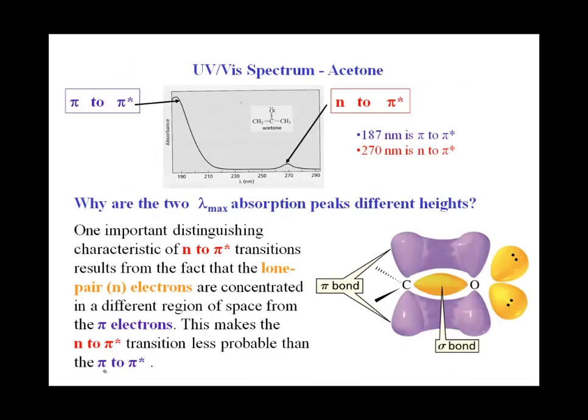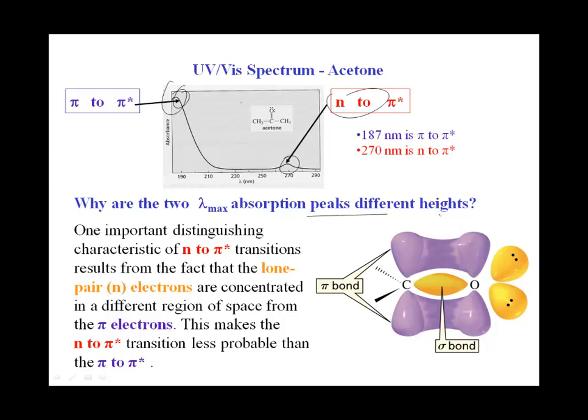Right. So we've defined the pi to pi star here, and we've defined the n to pi star. And the next thing, you're interested in two aspects in spectroscopy. You're interested in the position of the bands, that will give you the energy for that transition. But you're also, in many cases, interested in the intensity of the bands, and the intensity means the height of the band. And what you can see here is that the pi to pi star band is much more intense than the n to pi star band.